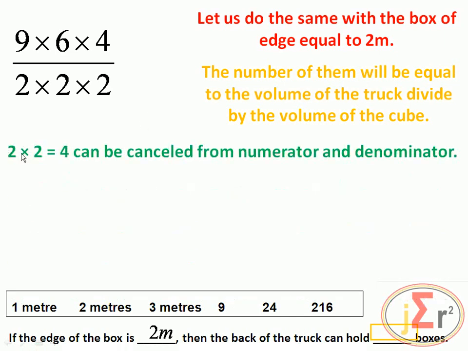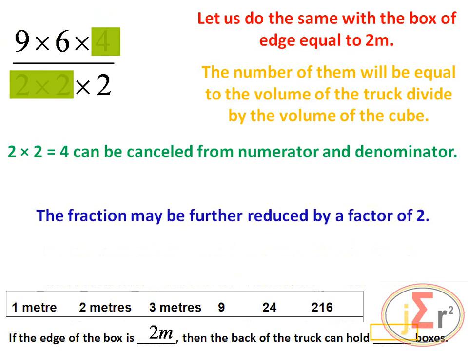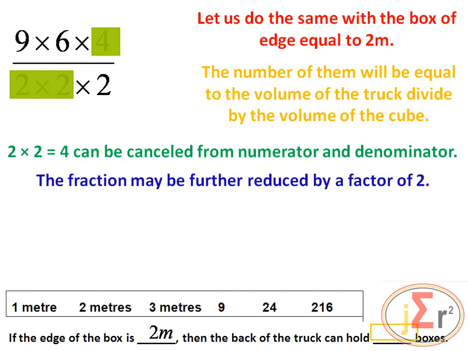We see that 2 times 2 is equal to 4. So the 2 times 2 will cancel that 4. So 4 can be cancelled from both numerator and denominator. So take those out. The fraction may be further reduced by a common factor of 2. Because we have 2 into 2 is 1, and surely 2 will divide into 6 also, and that will be 3 times.